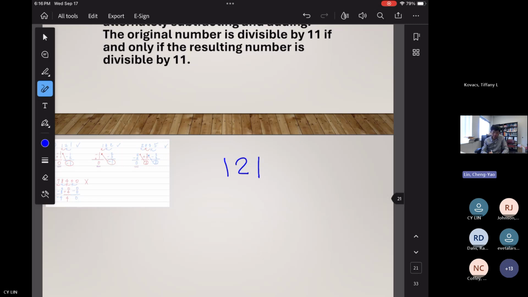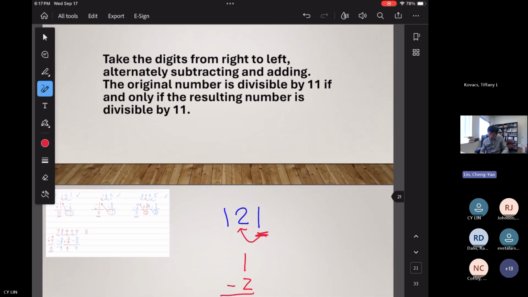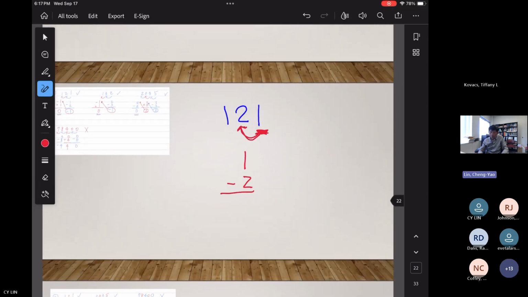So first of all, I take a 1, subtract 2. Okay, so you want to take this digit, subtract this digit, okay? So 1 minus 2, what do you get? Negative 1, right?